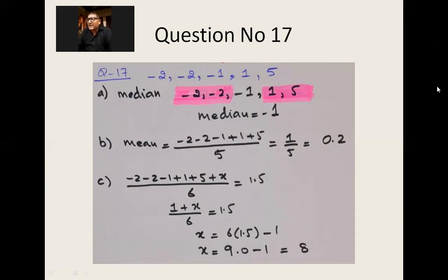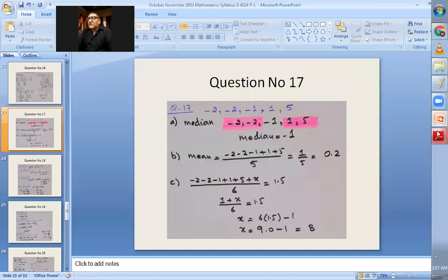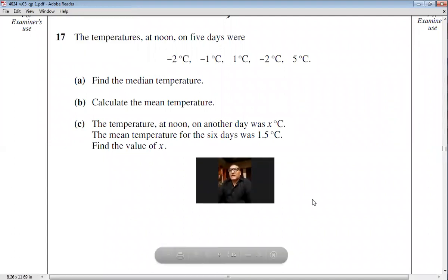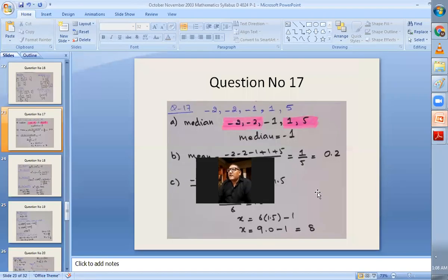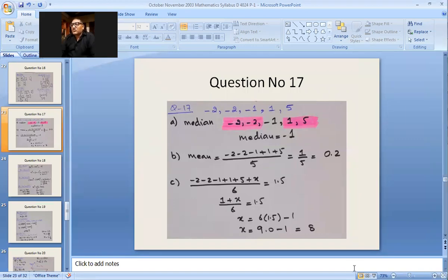Then the C part, let me check first of all the question paper. What does the C part say? The C part says the temperature at noon on another day was X degrees centigrade. The mean temperature for the 6 days was 1.5 degrees centigrade. Find the value of X. So let me show you. And here we have done this question on the paper.